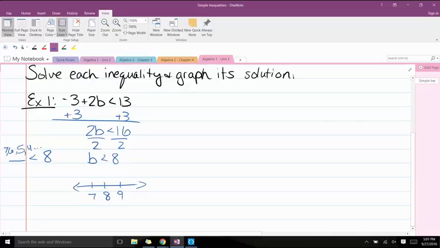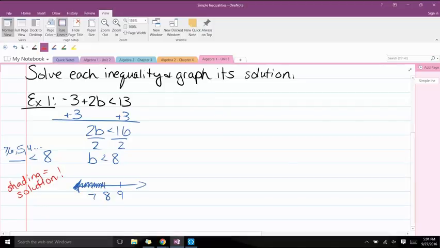Okay, so we want to shade all of the values that are less than 8. Well, the ones that would be less than 8, we said are 7, 6, 5, 4. So now we're going to shade everything to the left of 8. Whatever you are shading is a solution. That's how you're showing all of the solutions because there's infinitely many.